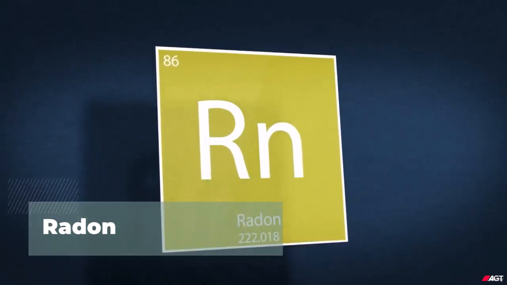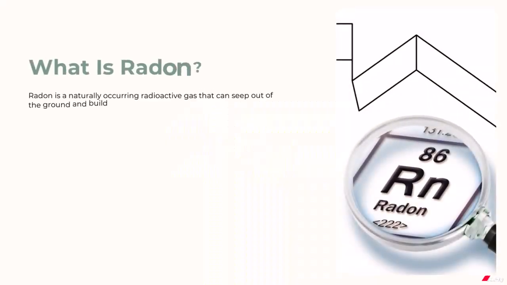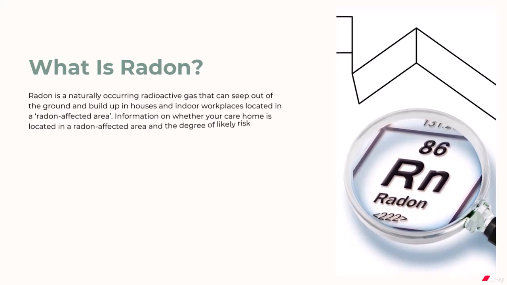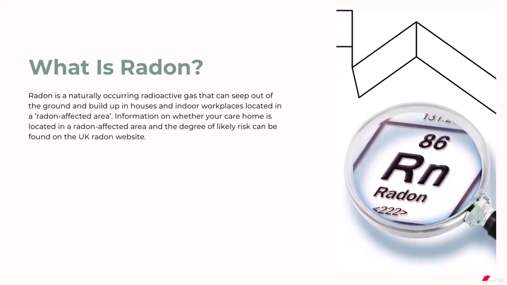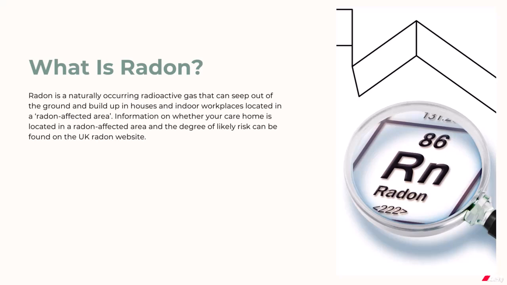Radon. What is radon? Radon is a naturally occurring radioactive gas that can seep out of the ground and build up in houses and indoor workplaces located in a radon-affected area. Information on whether your care home is located in a radon-affected area and the degree of likely risk can be found on the UK Radon website.